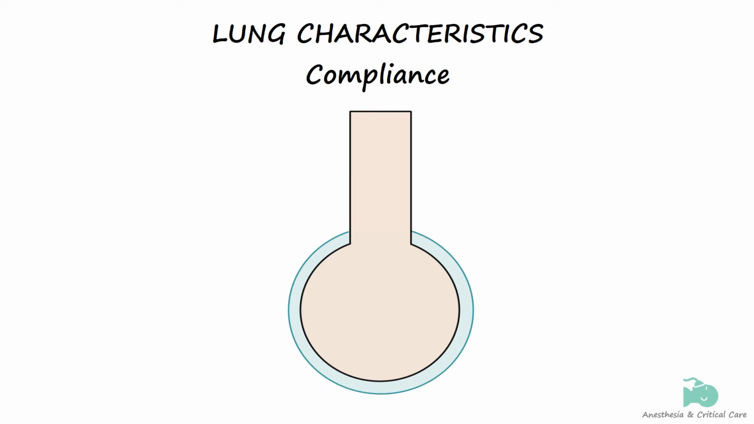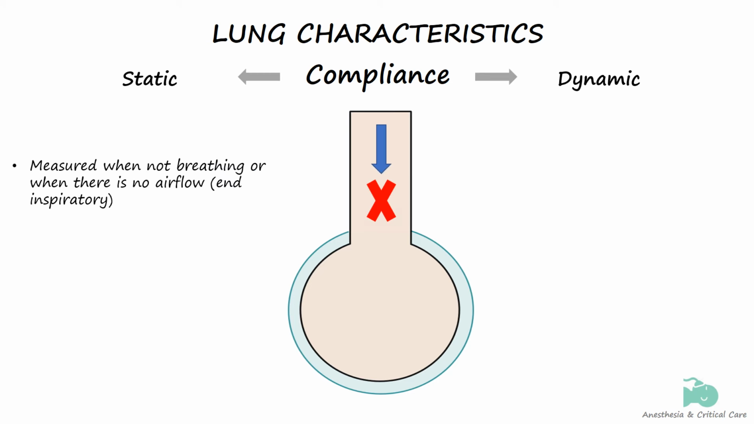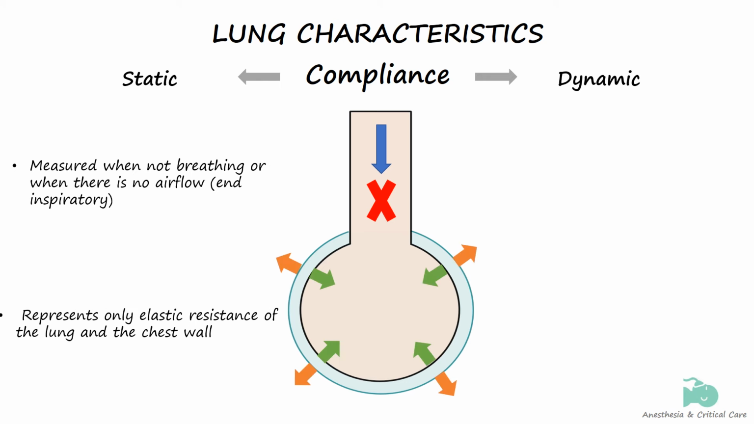The compliance of the lung can be divided into static and dynamic compliance. Static compliance describes pulmonary compliance when the patient is not breathing or when there is no airflow, like during an inspiratory pause. This is defined as the change in lung volume by the change in pressure, in the absence of flow. It relates to the elastic resistance of the lung and the chest wall.